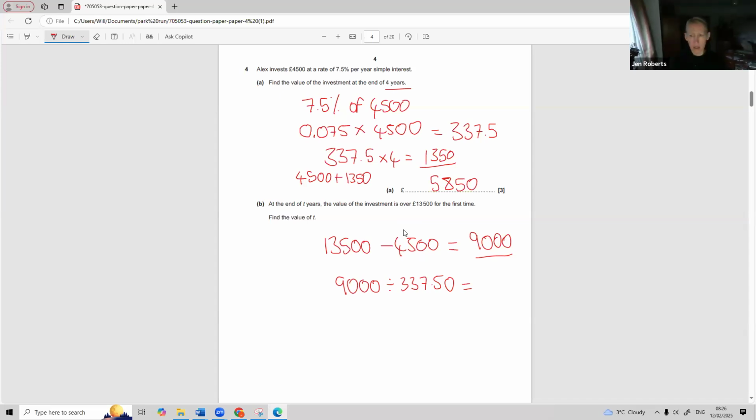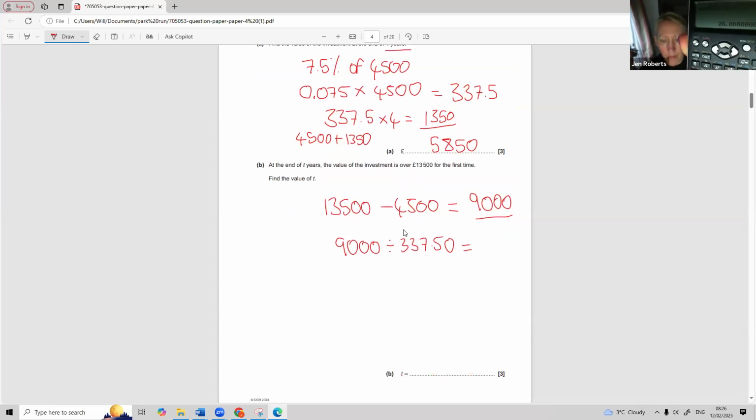And again, it doesn't ask us for a specific amount of decimal places to round. So you get this as your answer. I'm going to round it to 27 years. But you would have got all 3 marks if you'd put 26.6 recurring or 26.7.